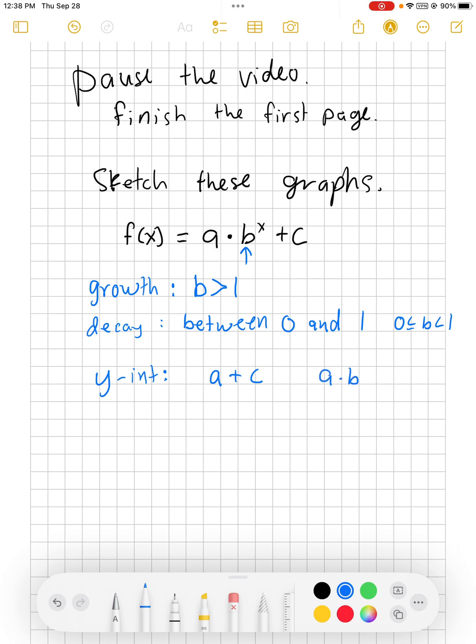So a times b to the first plus c becomes a times 1 plus c. So I lied. Back up. Let's try that again. Anything to the 0 power is 1. I mixed up the numbers. So a times b to the 0 plus c is equal to a times 1 plus c, which is just a plus c, which is going to be our y-intercept every single time. And the asymptote is always going to go through c.